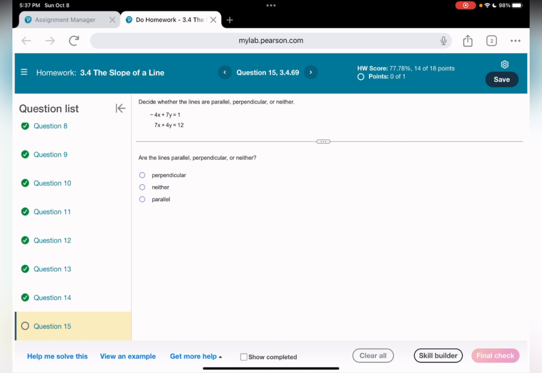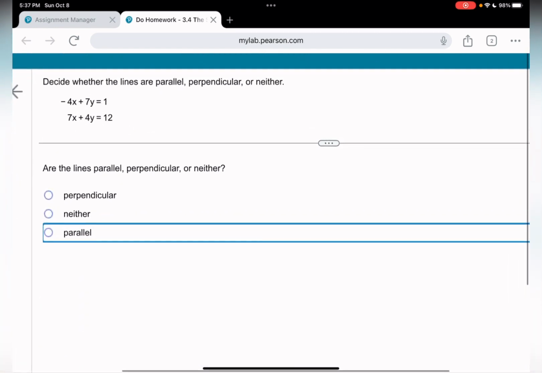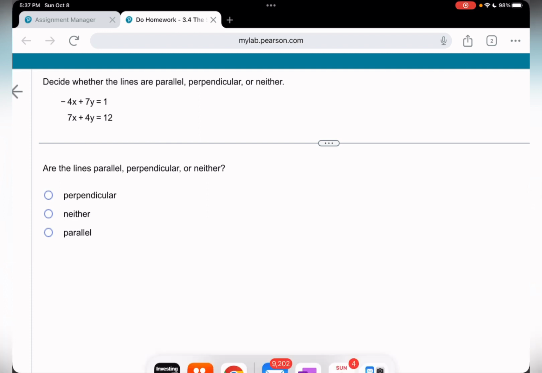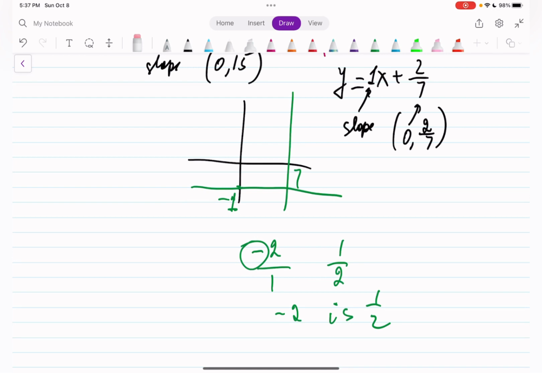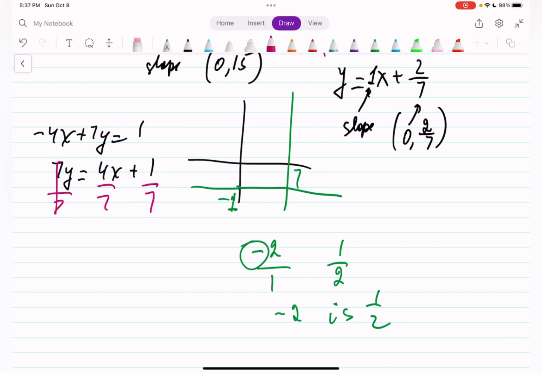Question number 15. How about this one? We can't say just like that because I have to rewrite it in the format mx plus b. Let me rewrite. So, -4x plus 7y is equal 1. From here, 7y is equal 4x plus 1. Dividing by 7, I get y is equal 4 over 7 x plus 1 over 7.